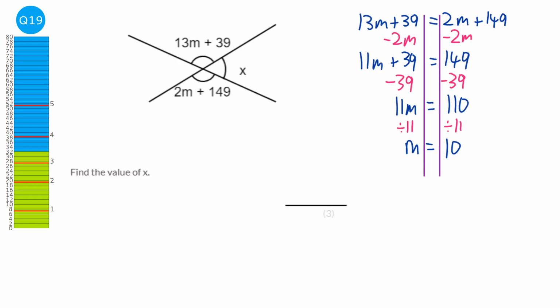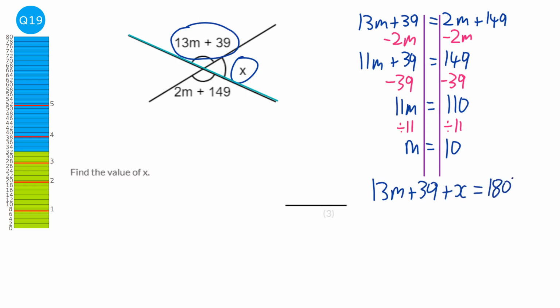And the way we can do that is the fact that this one and this one are both on a straight line. So they are both on this straight line here. So we know that they've got to add up to 180. So let's write that down. 13m plus 39 plus x is equal to 180 degrees. I don't normally put the degrees in for the working out, I always put that in for the answer.